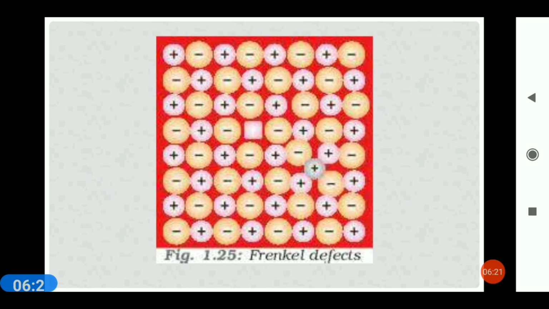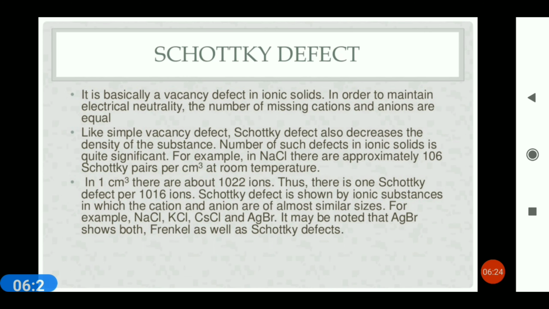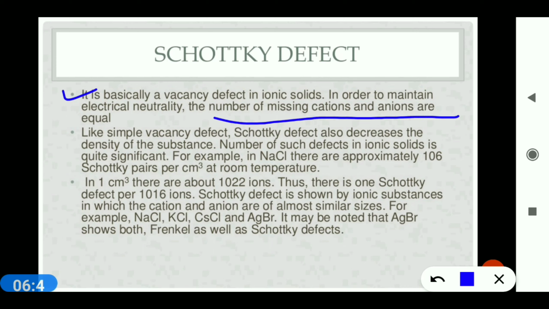Next, Schottky and Frankel defect. When we talk about the Schottky defect, it is basically a vacancy defect. As I told you, there is a similarity in vacancy and Schottky. But Schottky defect is present in the ionic compounds. In order to maintain the electrical neutrality in Schottky defect, the number of the missing cations and anions are equal. It means if vacancy is created by the cation, then the same number of anions will also create the vacancy, so that the stoichiometry of the compound will be the same.